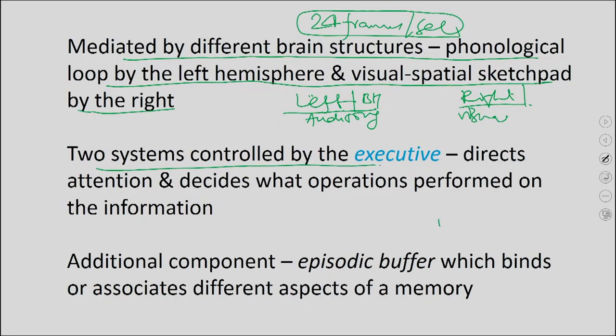Now, the two subsystems are controlled by the executive, which directs attention and decides what operation would be performed on the information. As I said, working memory has two subsystems, the phonological loop and the visual sketchpad. These store different kinds of information. But who decides which information should be picked up right now for making meaning, or which should be delayed? That is done by a central system called the central executive. It sits right on top, and it decides what kind of information should be processed and what should not be processed.